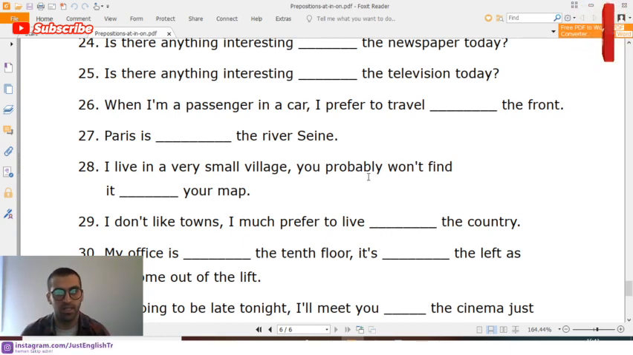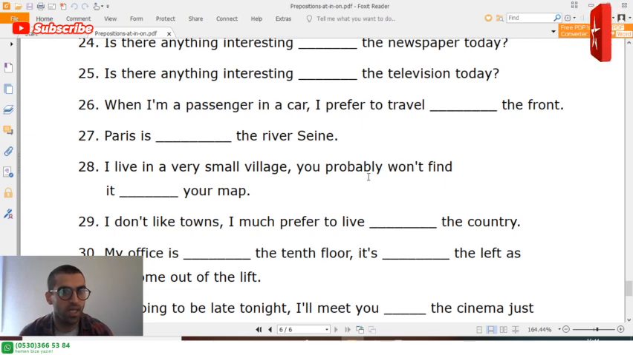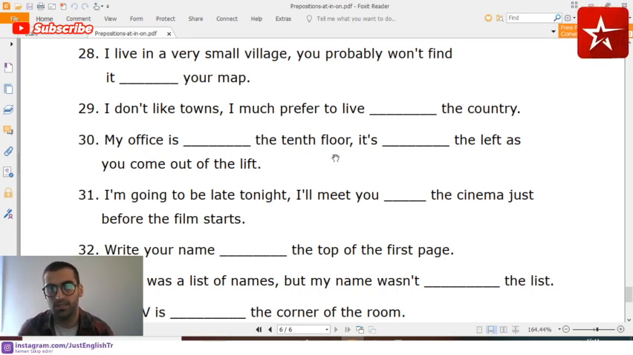29 we answered, and the last one, 30. My office is blah blah blah the 10th floor, it is blah blah blah as you come out of the lift. My office. 30. Last sentence of today's lesson. Okay, I'm waiting for your answers. They say in. Okay, let me check. My office is on. Yes, on the 10th floor. My office is on the 10th floor. It is on the left as you come out of the lift. On.